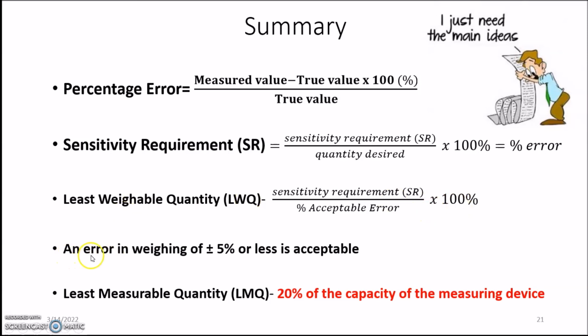An error in weighing of plus or minus 5% or less is acceptable, and the least measurable quantity is 20% of the capacity of the measuring device. So we're going to stop here and we'll pick up in our next recording how we measure small quantities that our measuring devices are unable to accurately measure.